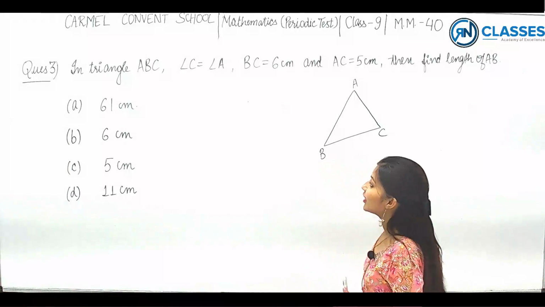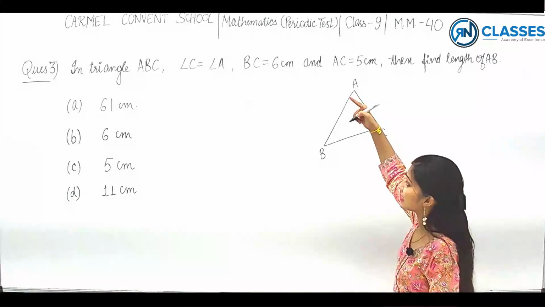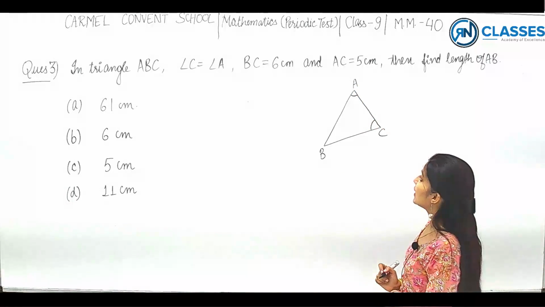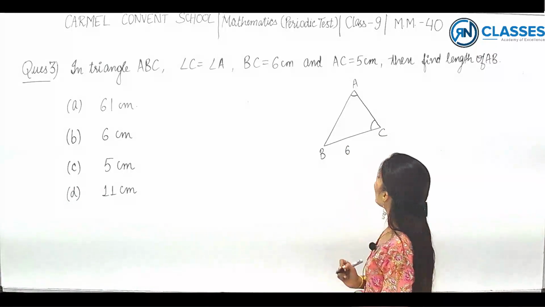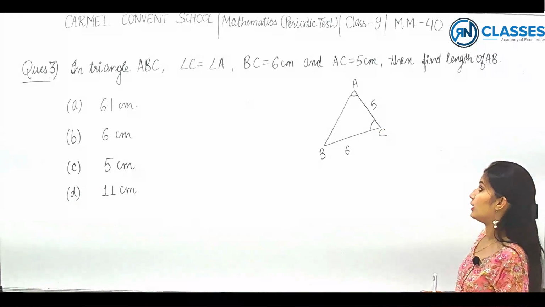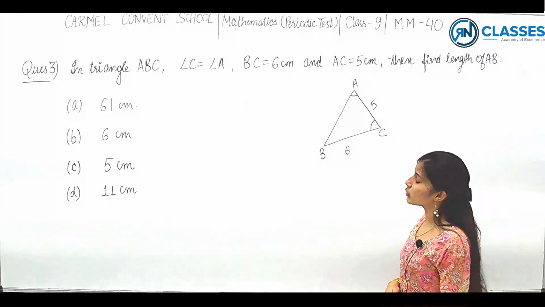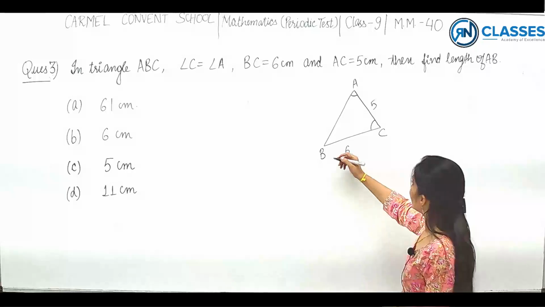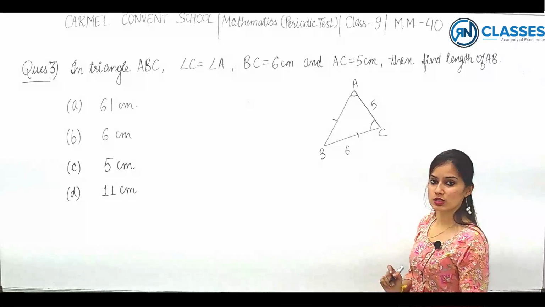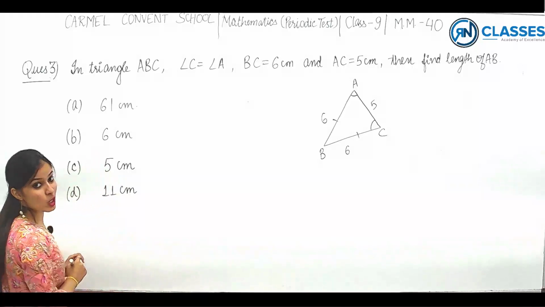Question number 3. In triangle ABC, angle C is equal to angle A. BC is equal to 6 centimeter and AC is equal to 5 centimeter. Then find length AB. Since angle A and angle C are equal, the sides opposite to these angles must be equal. So BC is equal to AB. So if BC is 6, AB is also 6. So the length of AB is 6 centimeters. That is option B.